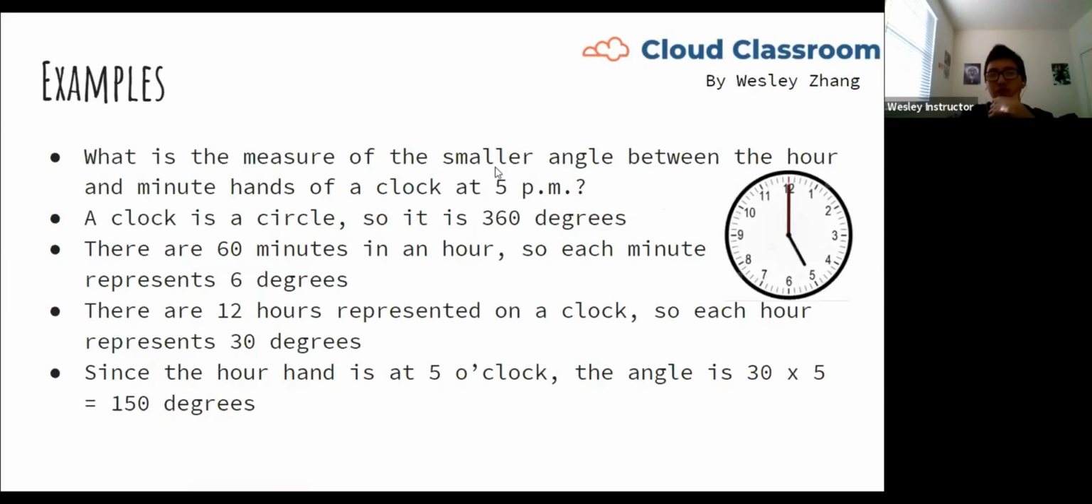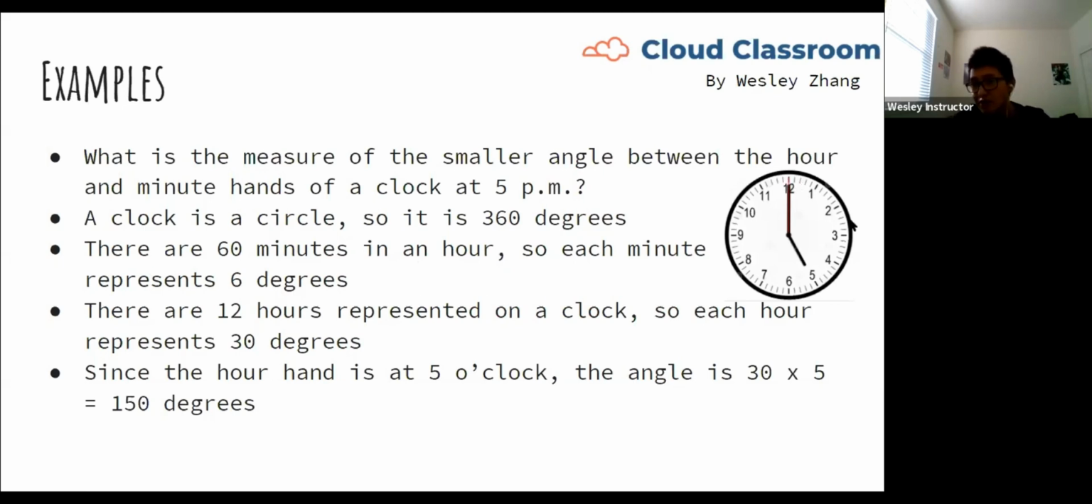So what is the measure of the smaller angle between the hour and minute hands of a clock at 5 p.m.? If you look over here on the right side, we have a clock that shows 5 p.m. or 5 a.m. And we want to find this smaller angle. So a clock is a circle, so it has 360 degrees. And there are 60 minutes in an hour.